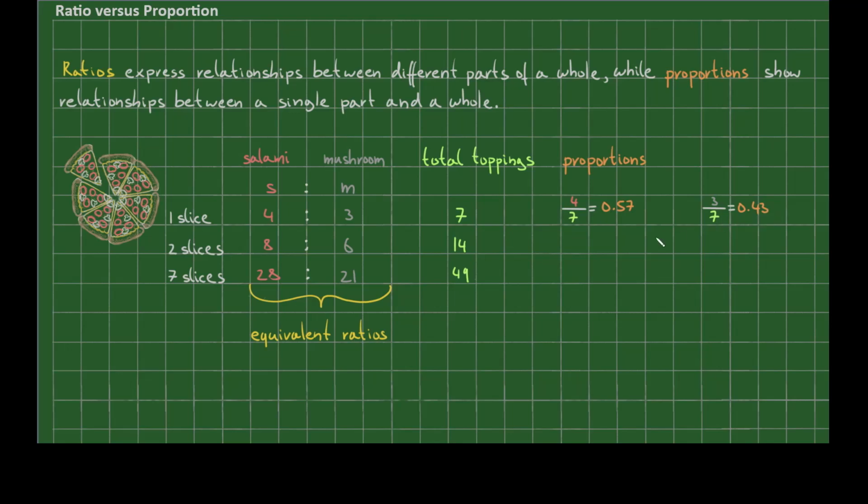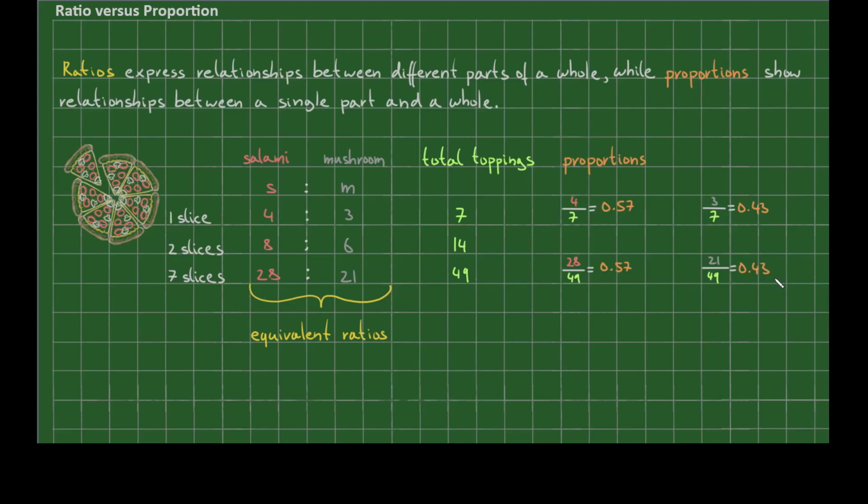We can perform the same calculation for 2 or 7 slices of pizza. We should end up with the same result. So in case of 7 slices of pizza, the proportion of salami would be 28 divided by 49. And that too is equal 0.57 when rounded to 2 decimal places. By the same token, the proportion of mushrooms would be 21 divided by 49, and as above, that would equal 0.43 when rounded to 2 decimal places.